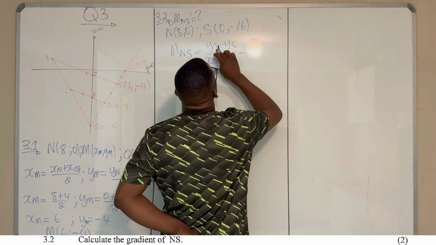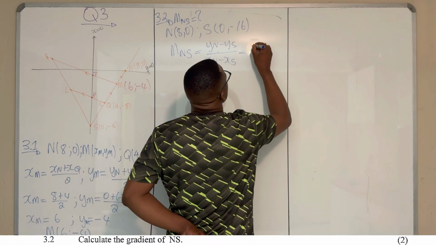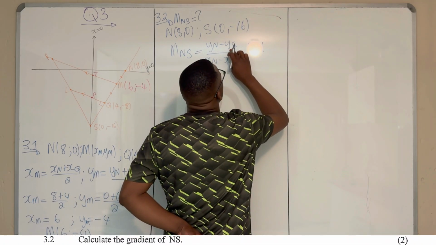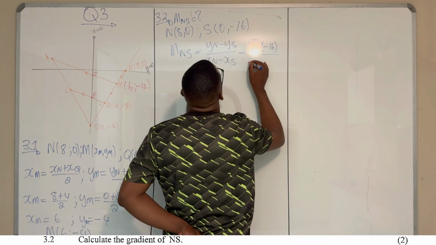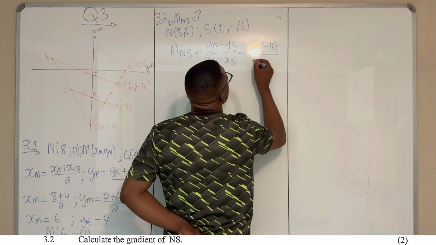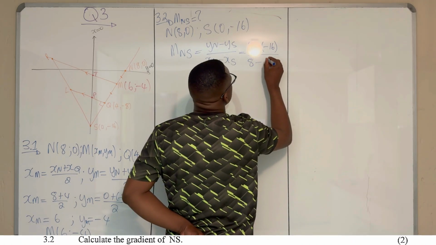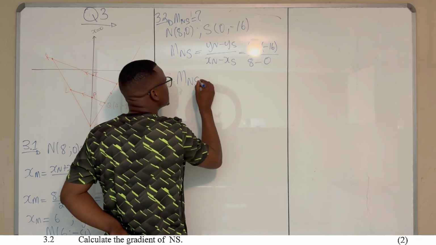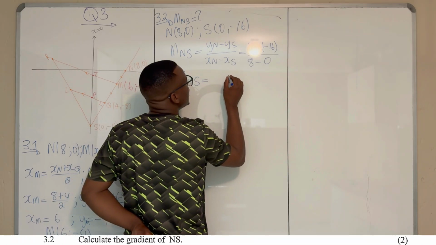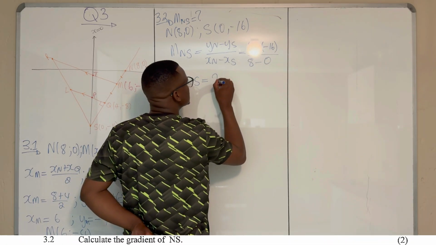What is the y coordinate of N? The y coordinate of N is 0 minus the y coordinate of S, which is minus 16, all over the x coordinate of N, which is 8 minus 0. Therefore, the gradient of NS is equal to 16 over 8, which is 2.